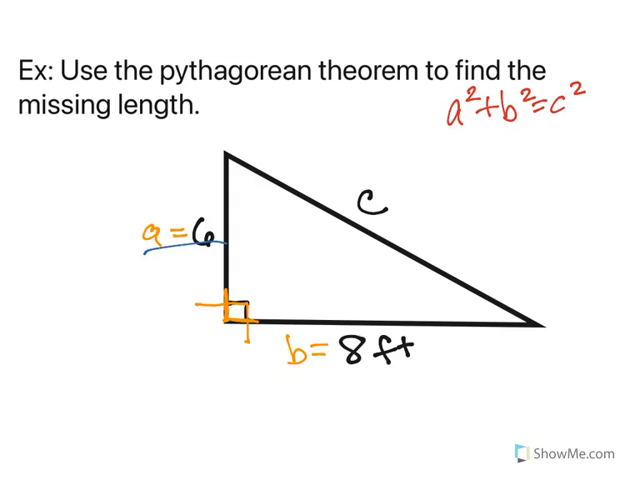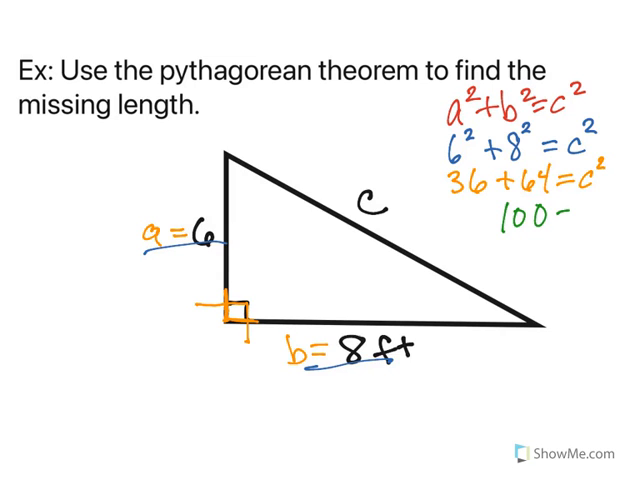So I have A is 6, so 6 squared, plus B is 8, so 8 squared. So 6 squared plus 8 squared equals the unknown value of C squared. And now we do our order of operations. I'm going to simplify the exponent first. So 6 squared is 36 plus 8 squared is 64 equals my unknown C squared. 36 plus 64 is 100.